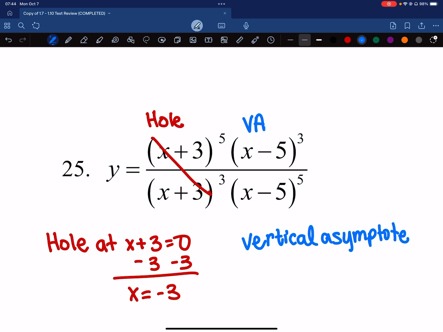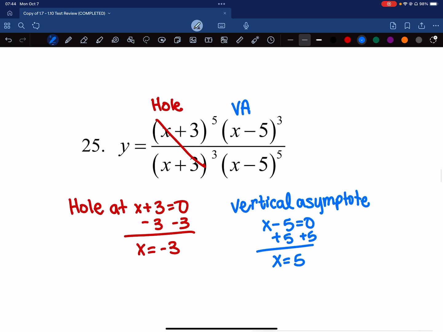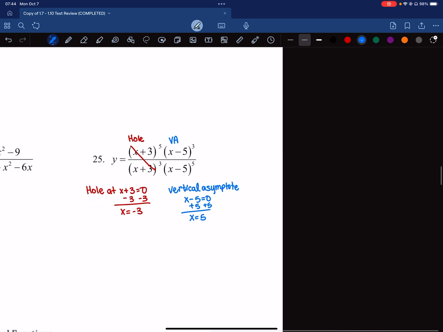So since it's a vertical asymptote, that means we have one at x minus 5 equals 0. So then we add 5 to both sides, and we get x equal to 5. So that's how you determine a hole versus a vertical asymptote. If the multiplicity is bigger on top or they're the same, it's a hole. If the multiplicity is bigger on bottom, it's a vertical asymptote.